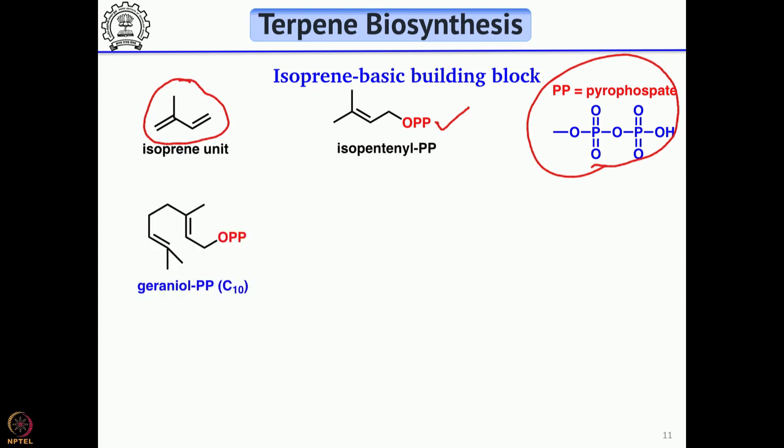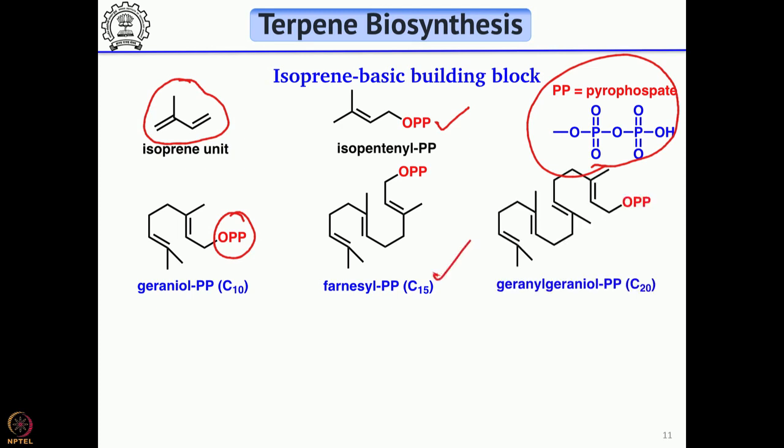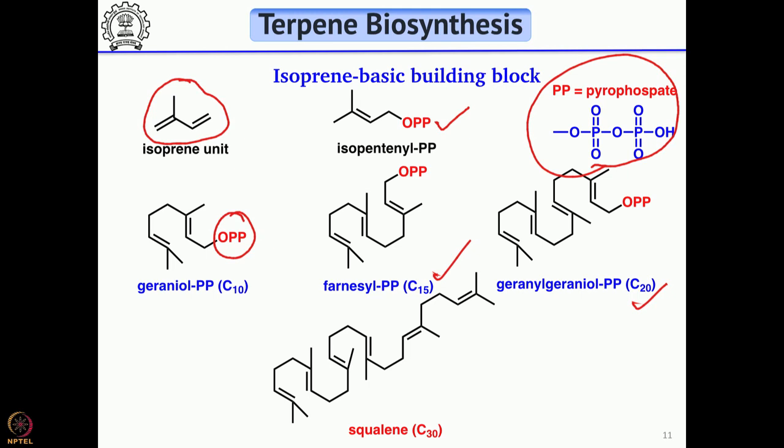So if you have geraniol, and then this is geraniol pyrophosphate, this is the starting material in nature for making all monoterpenes. And this is farnesyl pyrophosphate. You can see there are 15 carbon atoms. So this is the starting material for sesquiterpenes. This is C20 geranyl geraniol, and that's the starting material in nature for diterpene.